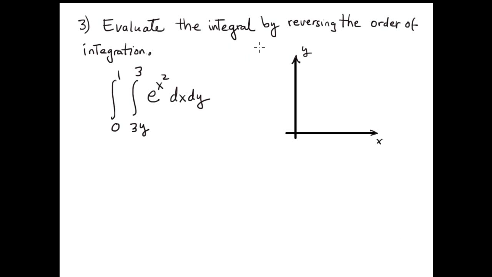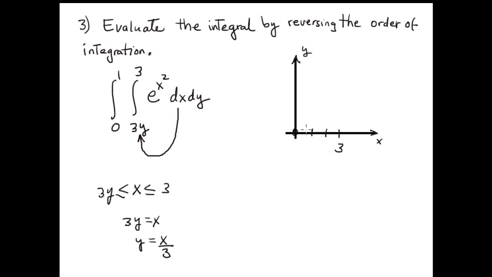Okay, number three, evaluate the integral by reversing the order of the integration. In this case, the order of the integration is x first. Therefore, that limit is x between 3y and 3. Suppose we convert the equation 3y equals x, then y is equal to x over 3. This is a line passing through the origin, with slope 1/3, that's 1, 2, 3, and 1.